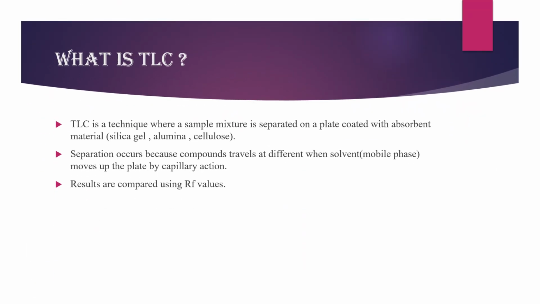Thin layer chromatography is a method used to separate a mixture on a plate that is coated with an absorbent material like silica gel. When the solvent moves up the plate through capillary action, the components travel at different speeds depending on their polarity. The results are expressed as RF values, which help in identifying the compounds.